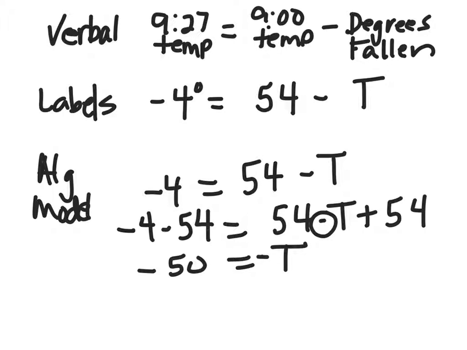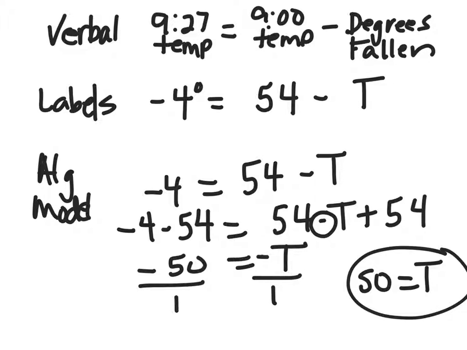Now I need to simplify this and get rid of my negative here, so I'm going to divide both sides by negative 1, and I end up with 50 equals t, and so the degrees the temperature fell from 9 o'clock to 9:27 was 50 degrees. It fell 50 degrees. And so we worked it out correctly. We had a verbal model, we labeled our verbal model, and then we worked it out algebraically. So let's try another one.